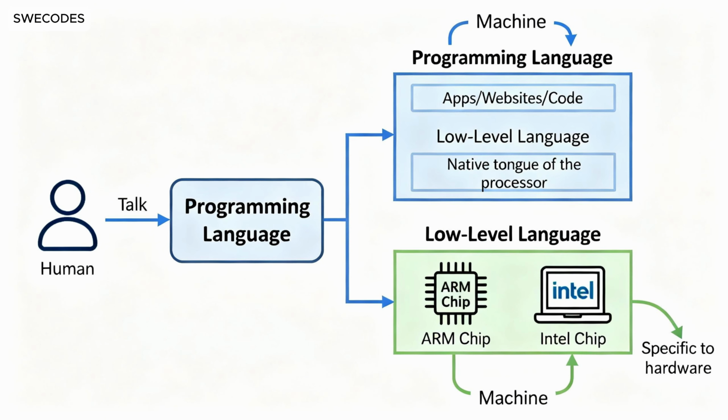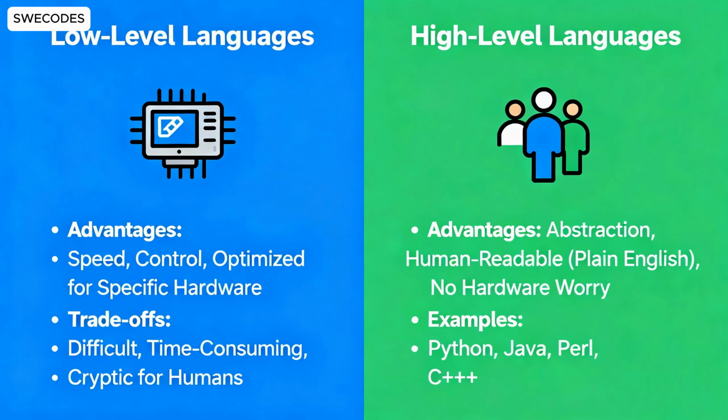It's helpful to think of 2 levels of these languages. At the very bottom, there's low-level language. This is the native tongue of your processor. It's not really one language. It's a set of precise instructions specific to the hardware, like the architecture in your phone, an ARM chip, or your laptop, an Intel chip. This is as close to the metal as you can get. The advantage? Speed and control. A low-level program can be perfectly tuned for a specific computer, giving you maximum execution speed while using the absolute minimum memory. The trade-off? It's incredibly difficult, time-consuming, and cryptic for humans to write, read, or correct.